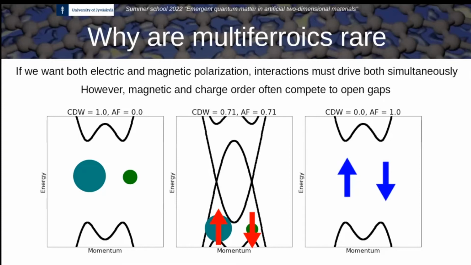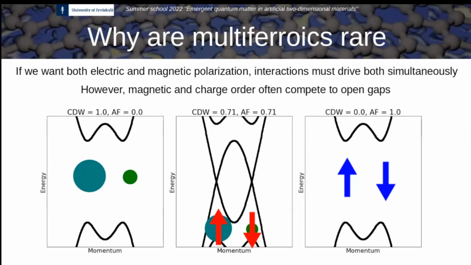And let me emphasize that this is a very oversimplistic model of why charge order and magnetic order compete, but it essentially illustrates this idea that usually these two orders are competing with each other. So if you have a material that has an electric polarization, usually it will not have magnetism, and also the other way around. And that is the reason why, let's say, we have many ferroelectrics in the two-dimensional van der Waals world. We have too many magnets in the two-dimensional van der Waals world, but we don't have so many multiferroics.